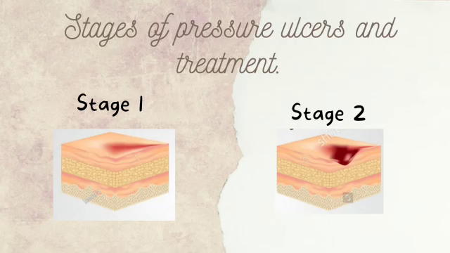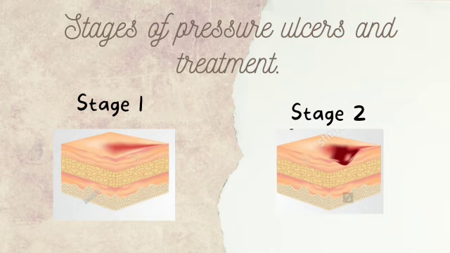The next slide is about stages of pressure ulcer and the treatment. So, the pressure ulcer is classified by four stages, which is stage 1, stage 2, stage 3, and stage 4. As for stage 1, the first stage is mild and affects the upper layer of the skin. In this stage, the wound has not opened yet. So the diagram shows the first stage of the pressure ulcer.